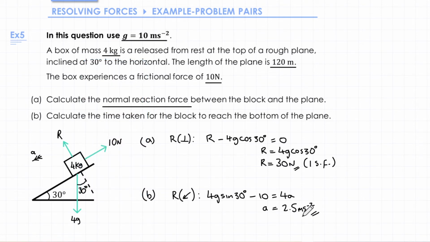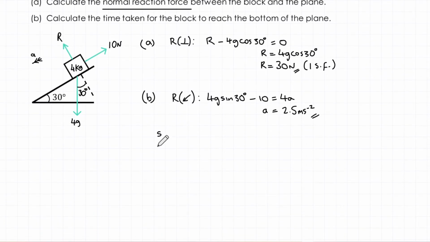Now that we've calculated a value of a, we can find the time taken. Recall we know the length of the plane is 120 meters, and we also know the particle is released from rest. So let's write down our SUVAT values. The length of the inclined plane is 120 meters. The particle starts from rest. We don't know the final velocity, but we do know the acceleration is 2.5 meters per second squared, and we're trying to find the time.